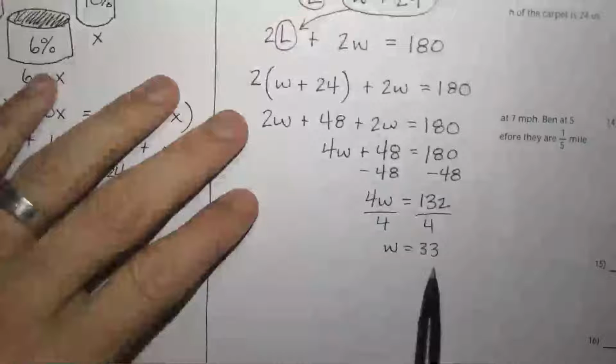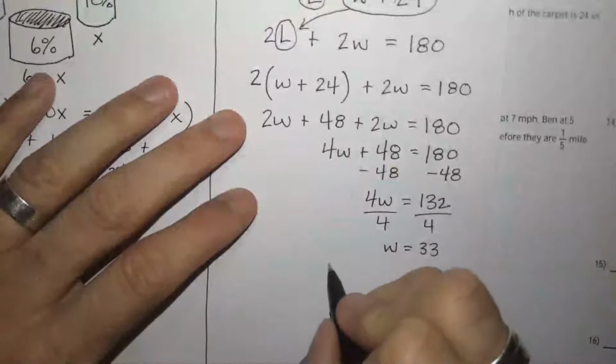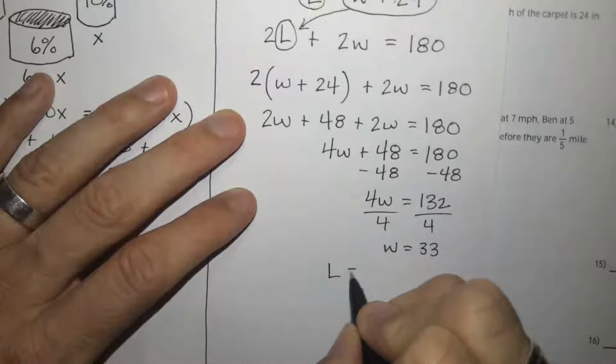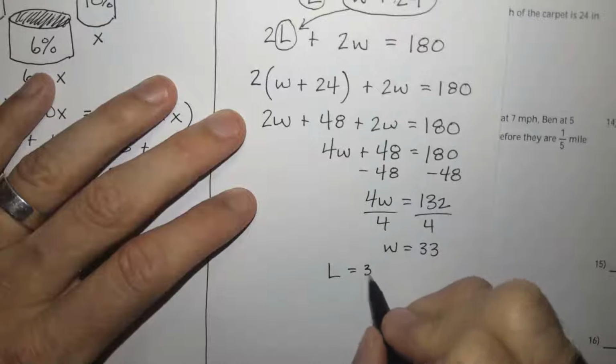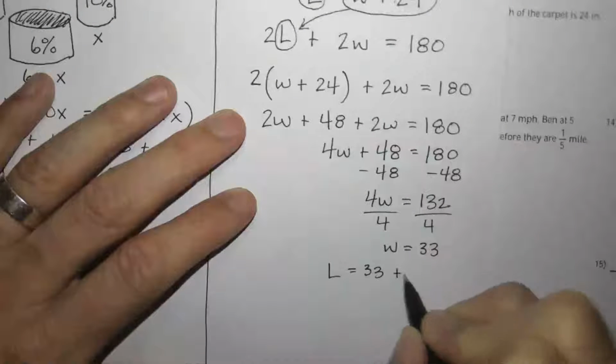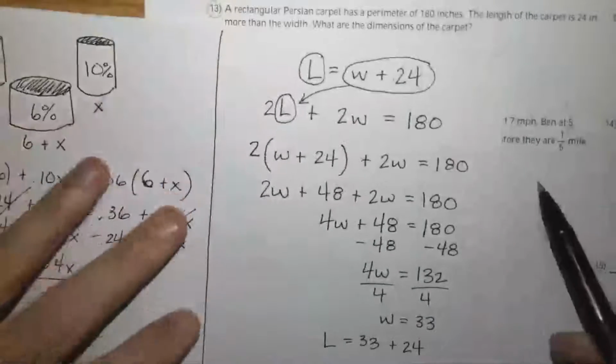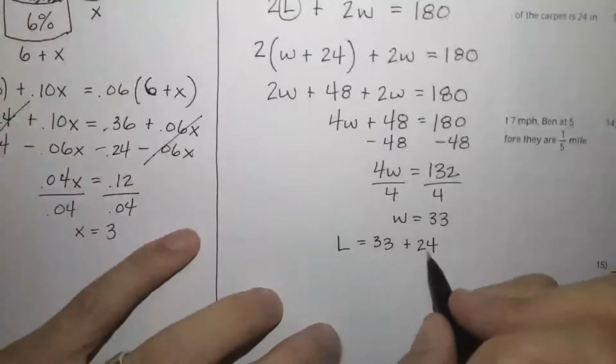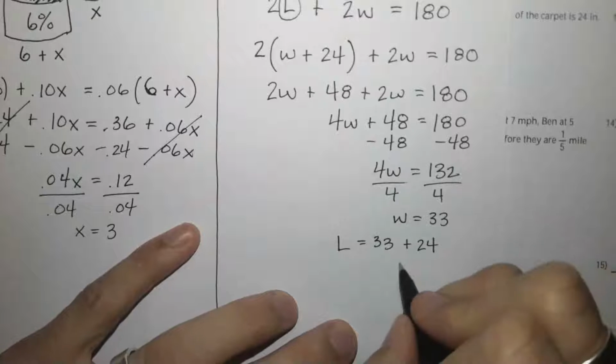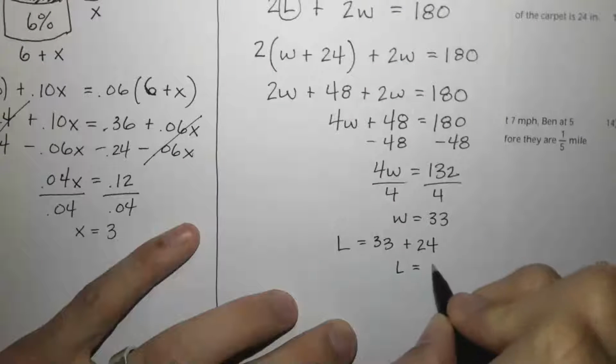And then we can plug in this 33 in where this is. So we're going to do L equals 33 plus 24. We got that from up here. And so we just add those two together. And so L is going to be equal to 57.